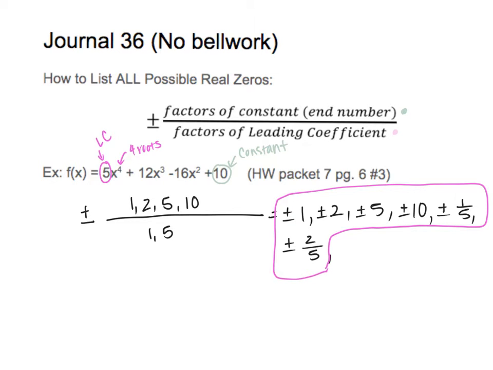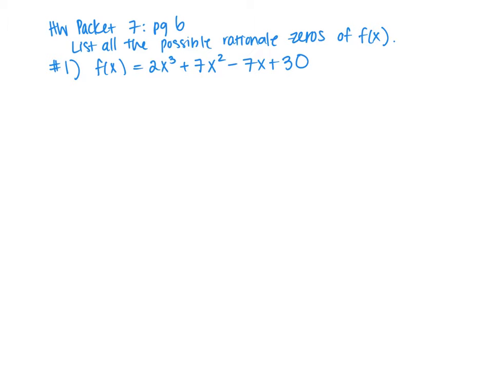So I'm going to do problem 1 from the packet on this page. So if you head over to the next slide here. All right, so this is problem 1 on page 6, and like I said, problems like 1 through 4 on that page 6, you're just listing out the possible rational zeros. You are not solving for it.